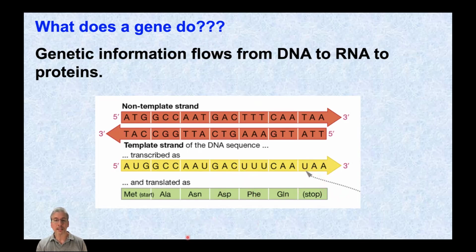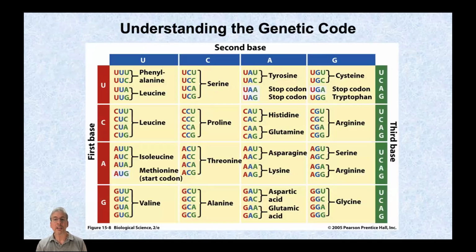So let's explore that in a little more detail. Here is a table illustrating the genetic code. How this works: you notice we have a sequence of messenger RNA bases here. These are all codons. So UUU is a codon, UUC is a codon, and so forth. And notice, for example, these 4 codons all code for the same amino acid, leucine. These 4 codons all code for the same amino acid, proline, and so forth. So that's the genetic code.